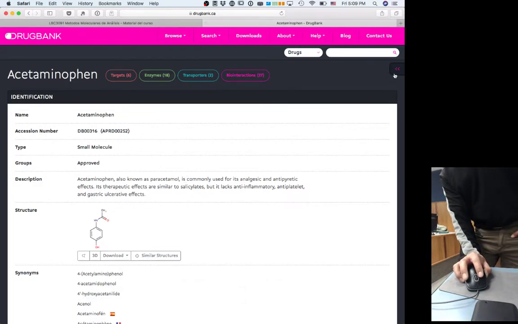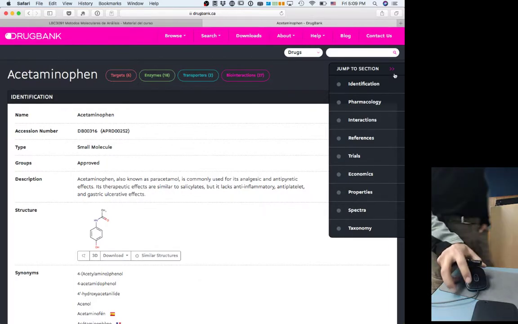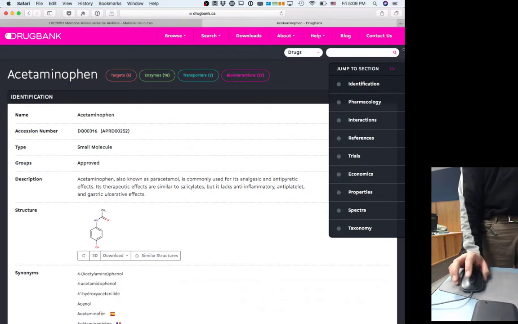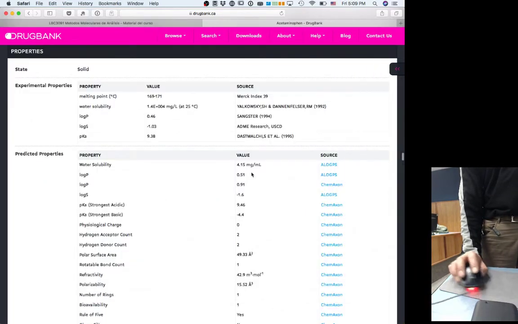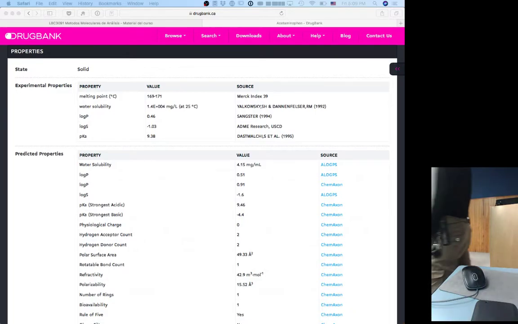wow, contrast is terrible, at least from here. If we open this tab, we can get access to information such as the economics, clinical trials, and for today, what I want to focus on is properties. Properties.